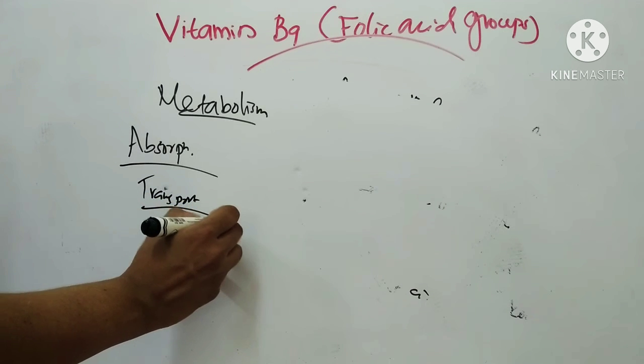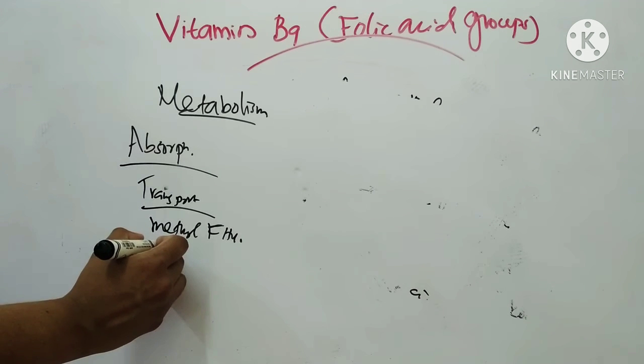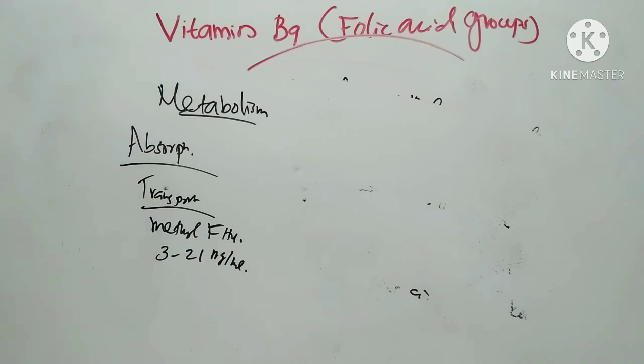Methyl tetrahydrofolate, methyl FH4, is bound to a specific protein. Plasma level is about 3 to 21 ng per ml.